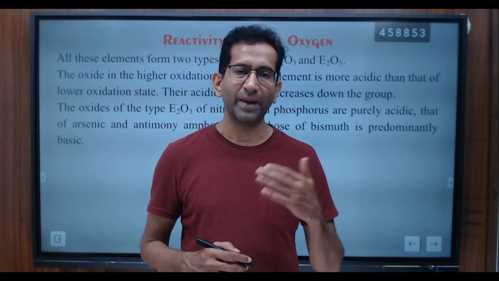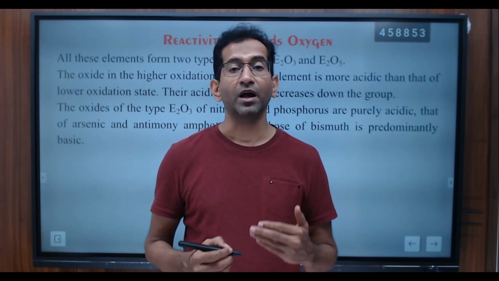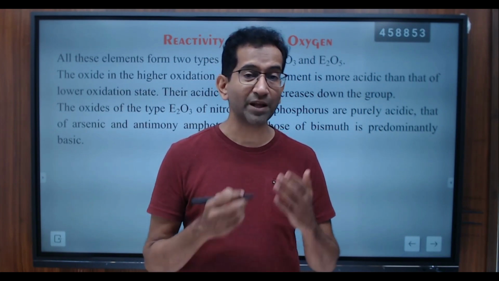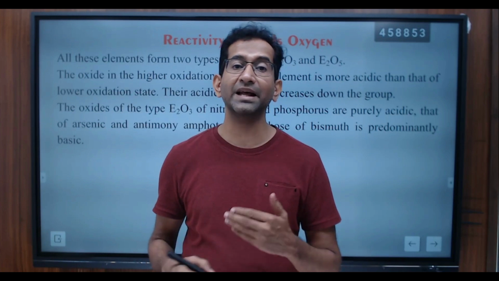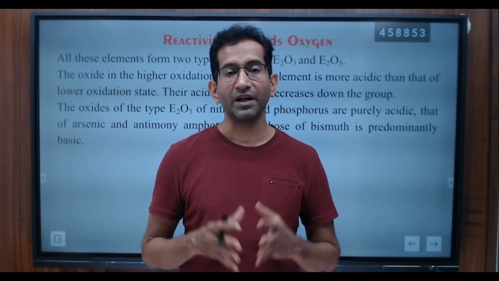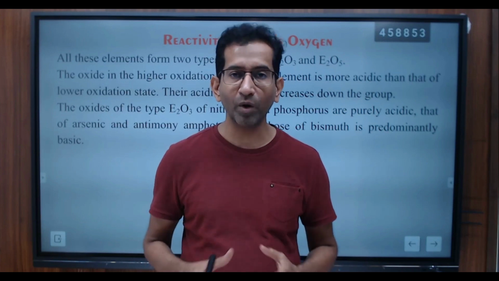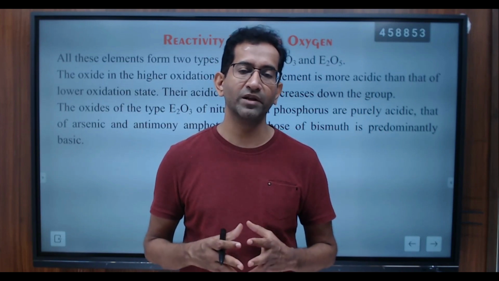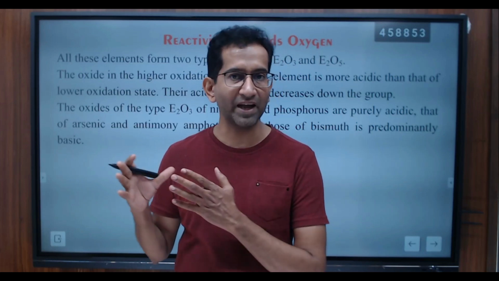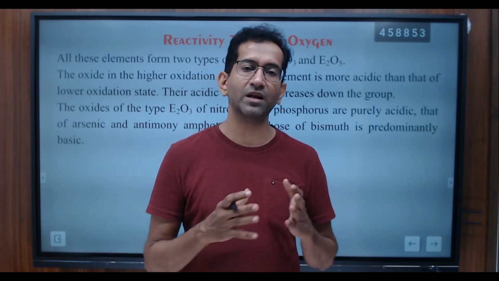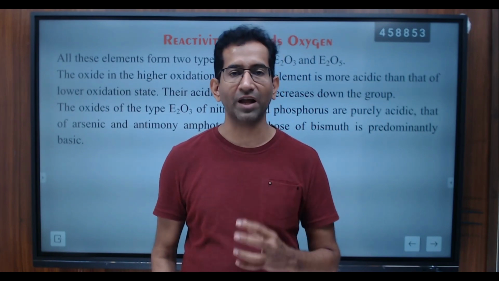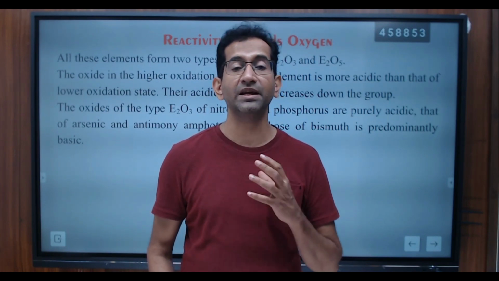Arsenic and antimony, being metalloids, have oxides that are amphoteric in nature. And the oxide of bismuth, being a metal, is basic in nature. Now, if we think of bismuth, it has a very poor tendency to form the +5 oxidation state. It just forms the +5 oxidation state compound BiF5. So bismuth does not form a pentoxide, it just forms a trioxide, which is basic in nature.